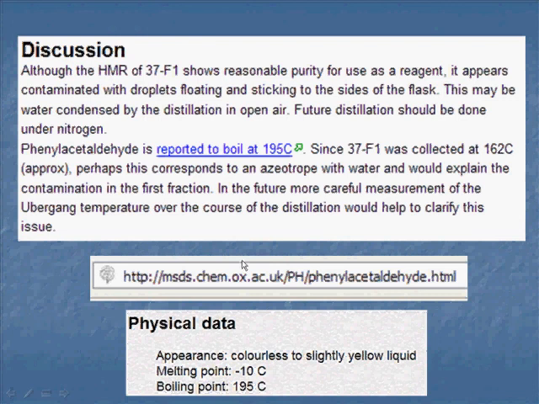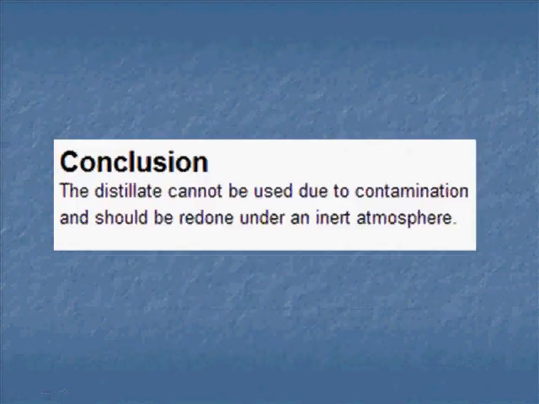If you look at the discussion, actually it's not so simple, right? Because he reported the distillation happened at 162 degrees, but the reported boiling point is 195 off this reference, this MSDS sheet. So there's something strange going on. And so the conclusion is that we can't use this distillate. In fact, there were globules of liquid inside of it. So maybe we're the only people in the history of the world to have this problem with phenylacetaldehyde, or maybe not. So this might be helpful.